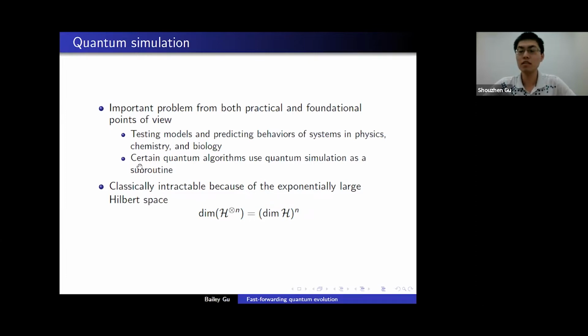If we want to simulate a quantum system using a classical computer, it's not really going to be tractable. For example, if we use the most naive way of just encoding the quantum state as a vector, the vector is going to be exponentially sized, because the dimension of the Hilbert space grows exponentially with the system size. So that's not classically feasible. Instead, we would want to use a quantum computer to do the simulation itself.